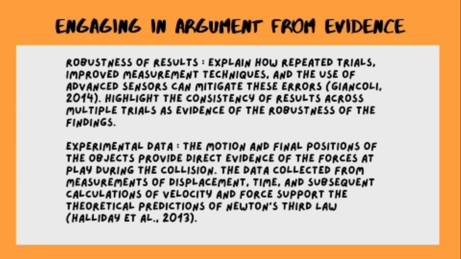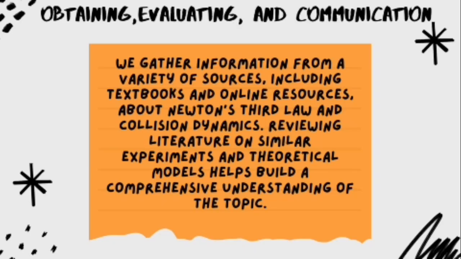Next, engaging in argument from evidence. Robustness of results: explain how repeated trials improve measurement techniques and how the use of advanced sensors can mitigate these errors. Giancoli 2006, experimental data: the motion and the final position of the objects provide direct evidence of the forces at play during collision. Obtaining, evaluating, and communicating.